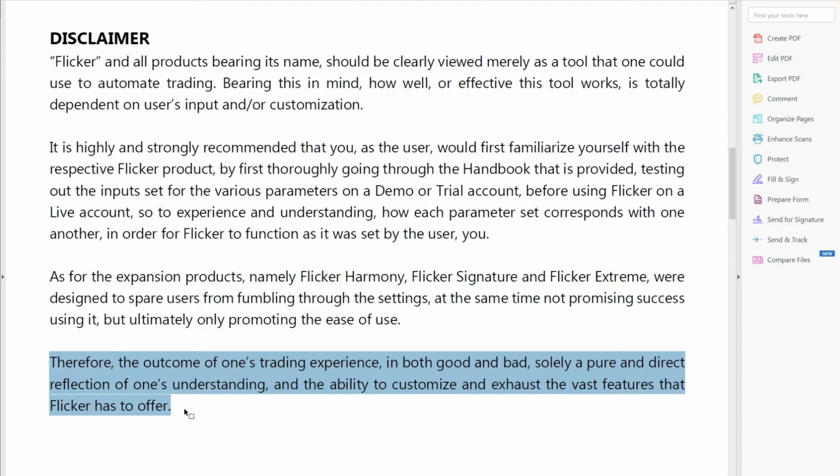Because Flickr or any EA in the market is just merely a tool. It comes with a set of features. It can be rich in features, it can be just a certain set of features. No matter what it is, a tool will only do what you use it to do, just like a car will only get you to the place if you drive it there.